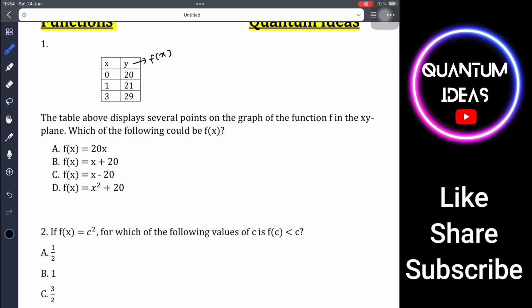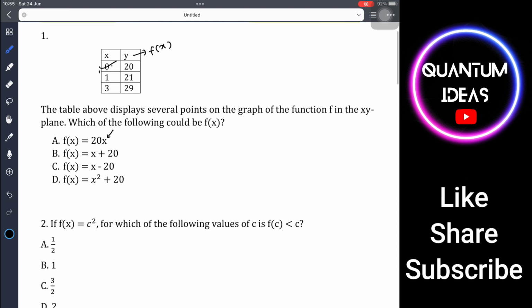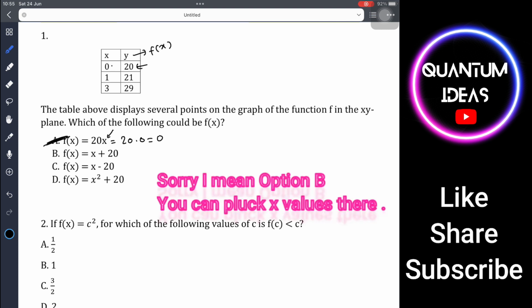So to find that, we have to plug in the values of x here, and check if we get f of x. If they satisfy, that's our function. So let's plug in. If I plug the value of x as 0, then what is y? 0, right? If I plug in 20 times 0, this becomes 0, but here y is 20, so this is not our answer.